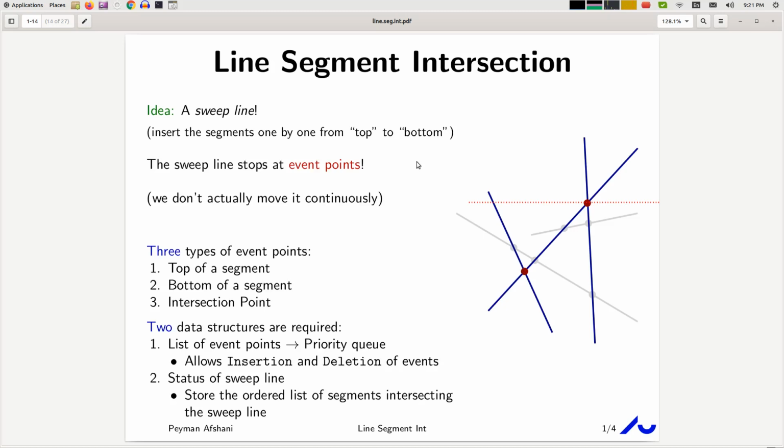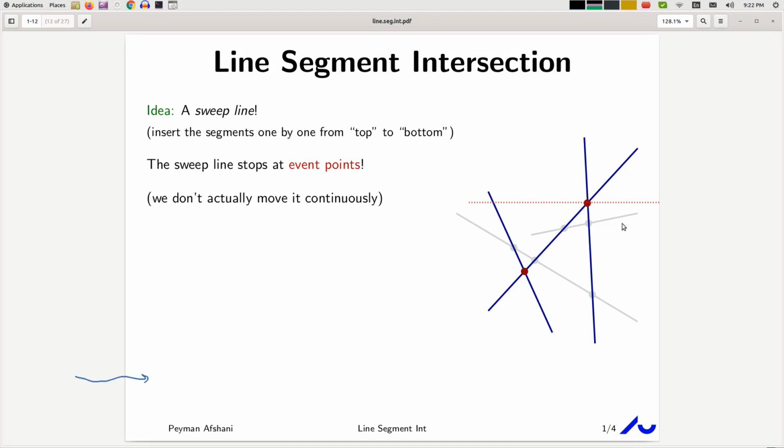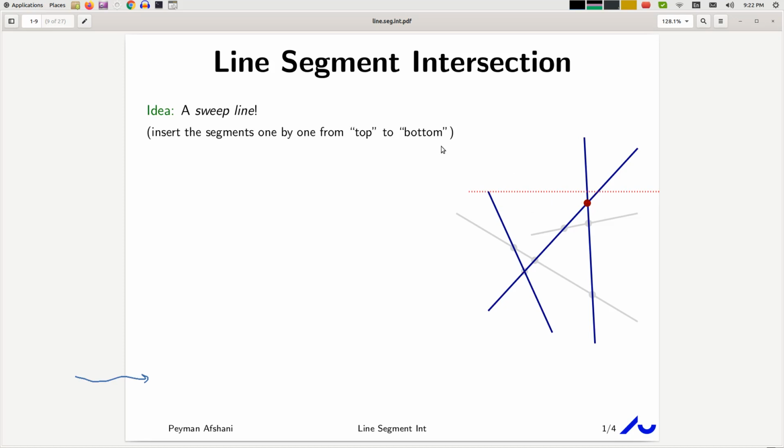But that's not enough. To be able to run this algorithm, we also need another ingredient, and that is the status of the sweep line data structure. This is a data structure that stores the status of the sweep line, and what this means in this particular algorithm is that it stores the ordered list of segments as they intersect the sweep line. So for example, if your sweep line is like this, it will store that this is segment number 1, this is segment number 2, and this is segment number 3. So it will store them in that order, for example using a convention that we store the order from left to right.